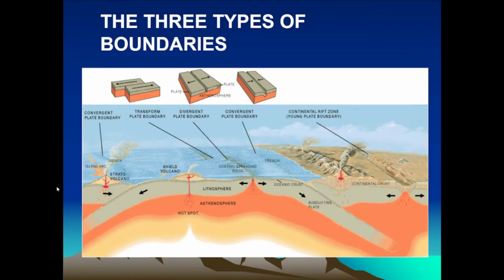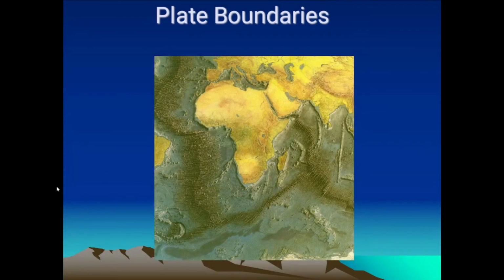Next, here are the three types of boundaries. We have divergent boundary, convergent boundary, and transform boundary. The plates collide, pull apart, or scrape against each other.